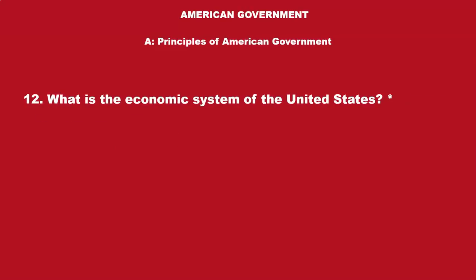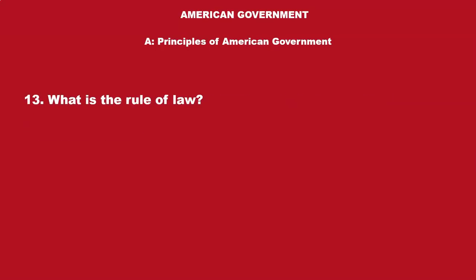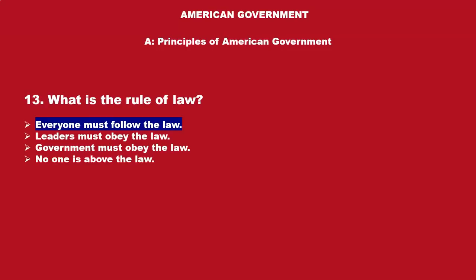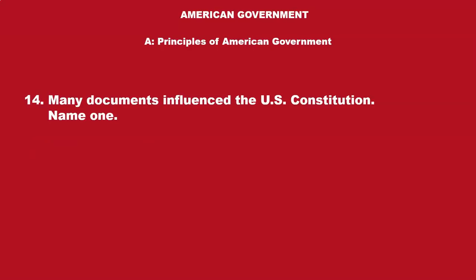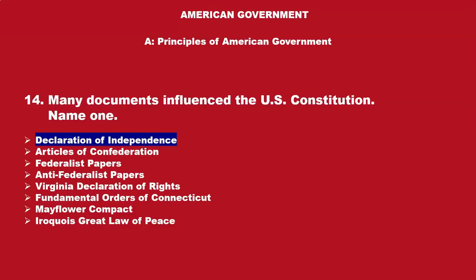What is the economic system of the United States? Capitalism. What is the rule of law? Everyone must follow the law. Many documents influence the U.S. Constitution. Name one. Declaration of Independence.